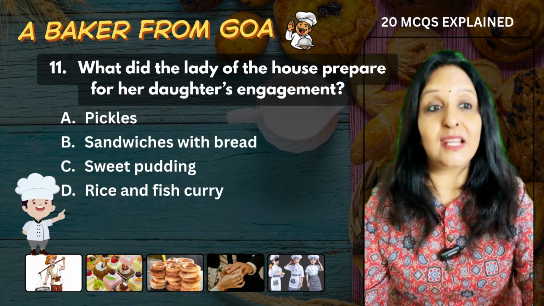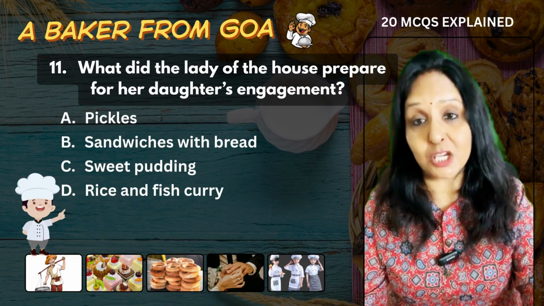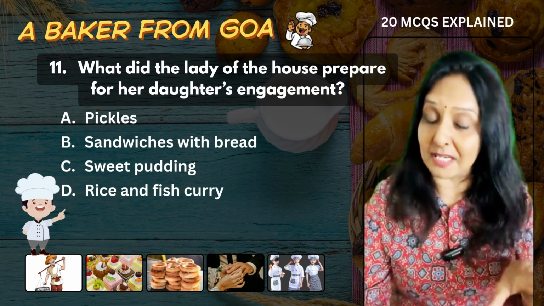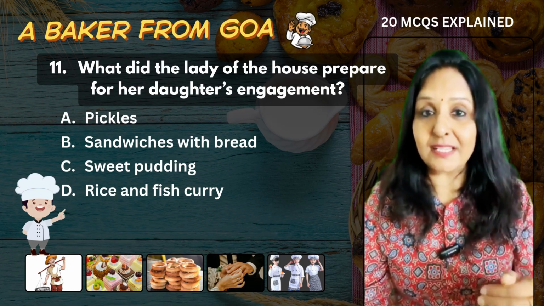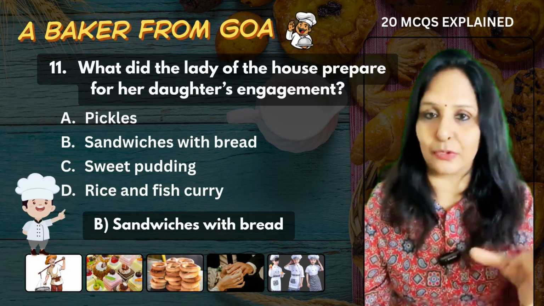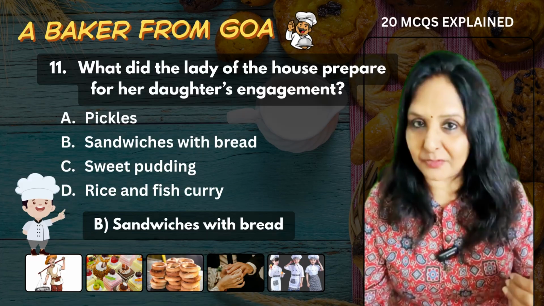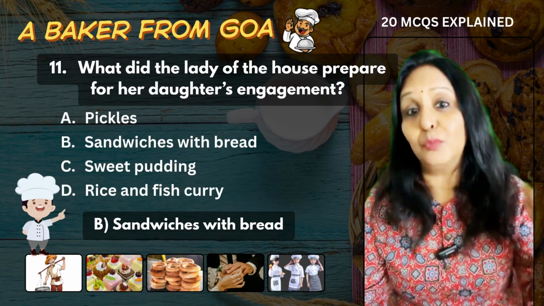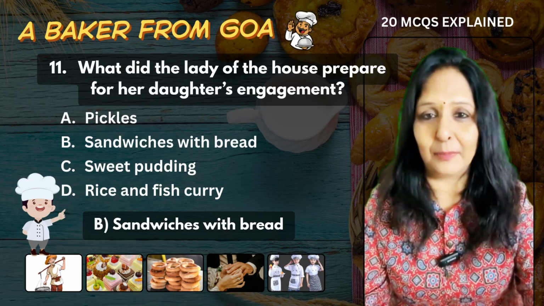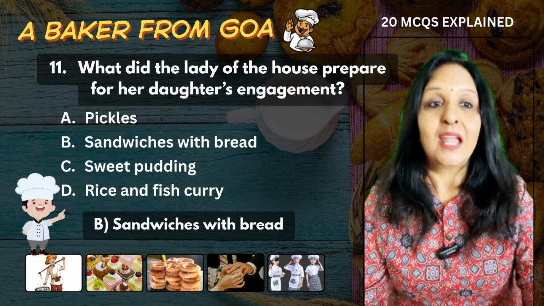Question 11. What did the lady of the house prepare for her daughter's engagement? Remember that for the wedding it was different, and for the engagement it is different. For the engagement, the lady of the house, that is the girl's mother, used to prepare sandwiches out of bread. So sandwiches for the engagement and then bowl for the wedding. I know you remember it by now, it's very easy.